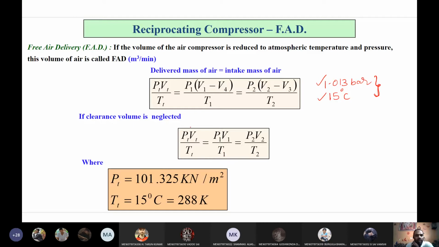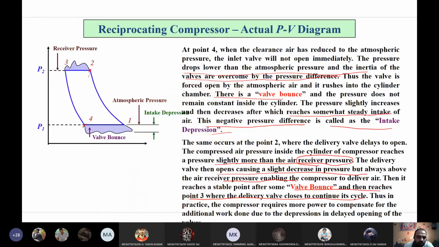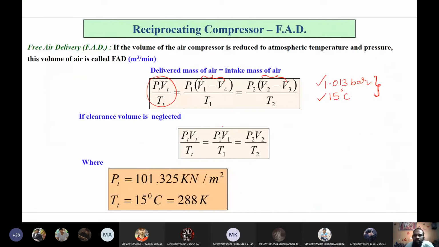Now if you see, according to the equation of state, PV by T is equal to constant, and what is the suction here? Effective swept volume is V1 minus V4 and delivery is V2 minus V3. V2 is the start of the delivery valve and V3 is the close of the delivery valve. So from here to here it is V2 and from here to here it is V3, the clearance. If you subtract V3 from V2, you will get the total effective delivery. So V2 minus V3 is the delivery.